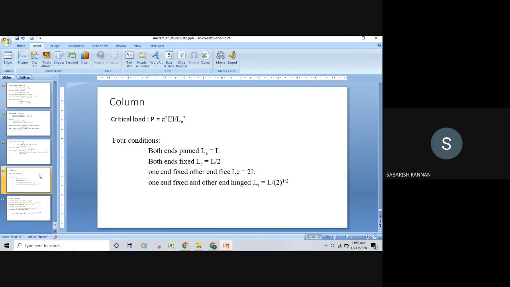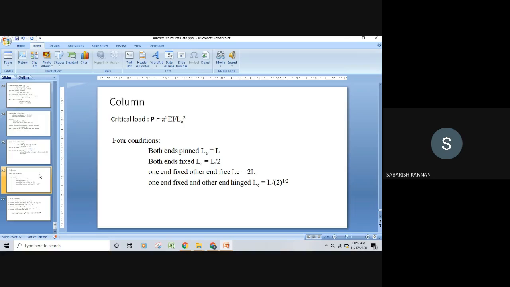Okay. So in this column we have four conditions. What are the conditions? Both ends are pinned, both ends are fixed, one end is fixed and other end is free, and one end is fixed and other end is hinged. So these are the four end conditions.